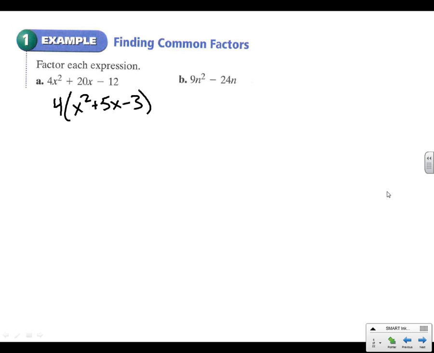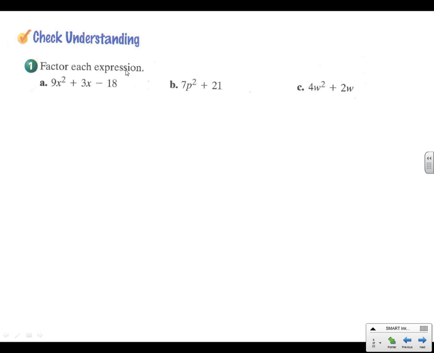9 and 24, both have factors of 3, and n squared and n, we can pull an n out front. So then we're left with 3n minus 8, and we would have them both factored. So let's see if you can do it on your own. 1, A, B, and C, give it a shot.